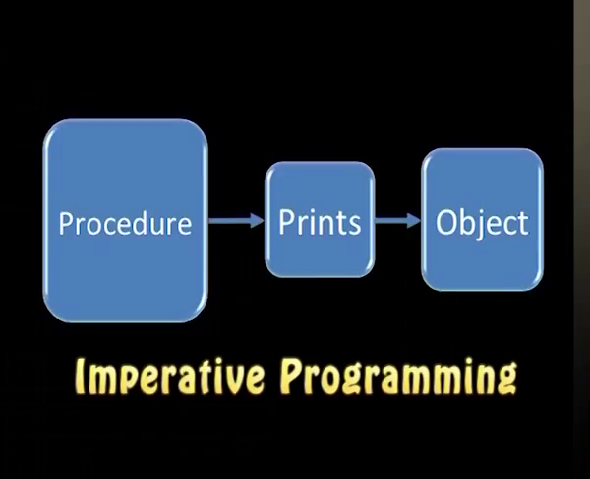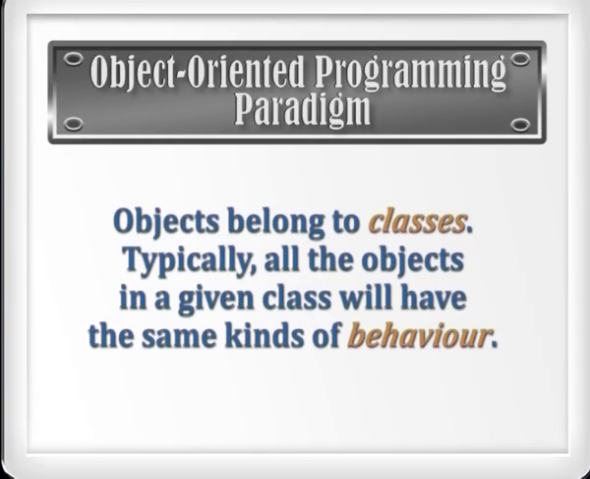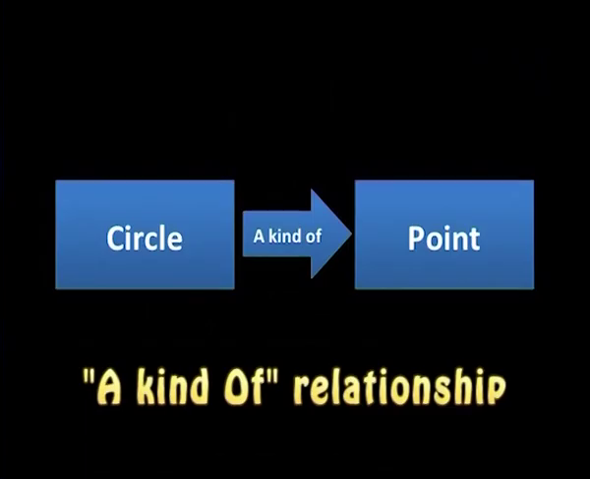For example, in the imperative paradigm, one would write a procedure which prints the various kinds of objects in the program. In the object oriented paradigm, each object has a print method and you can tell an object to print itself. Objects belong to classes. Typically, all objects in a given class will have the same kind of behavior. Classes are usually arranged in some kind of class hierarchy. This hierarchy can be thought of as representing a kind of relation.